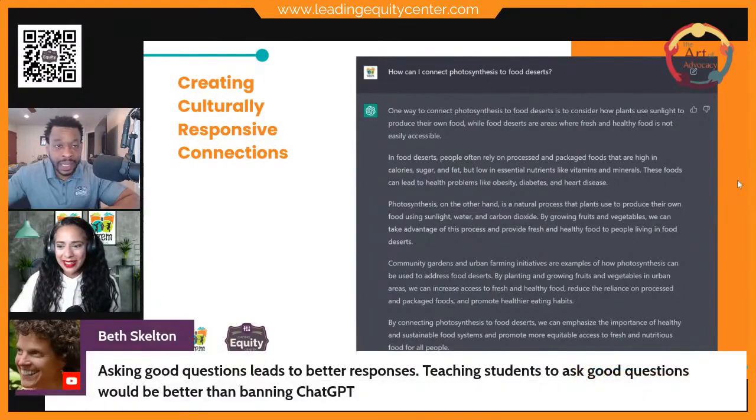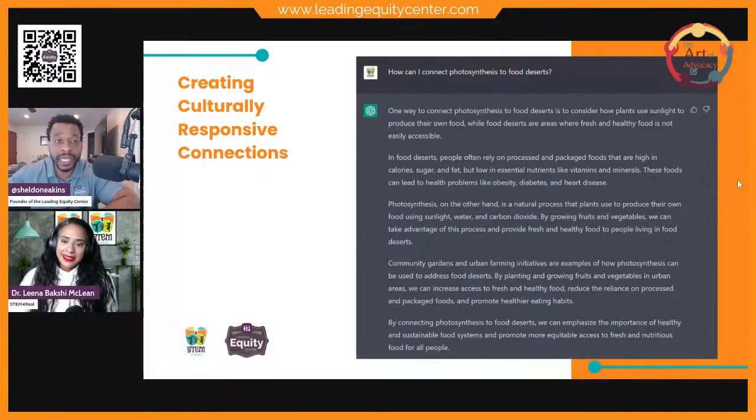Let's see. Beth says asking good questions leads to better responses. Teaching students to ask good questions would be better than banning ChatGPT. Say that one more time. Yeah, I think that makes so much sense. It's great to say that, because again, the idea of banning ChatGPT, I see the caution from folks on that side. However, just like you said earlier, there's too many. If we're going to have that conversation, we need to have some other conversations as well.